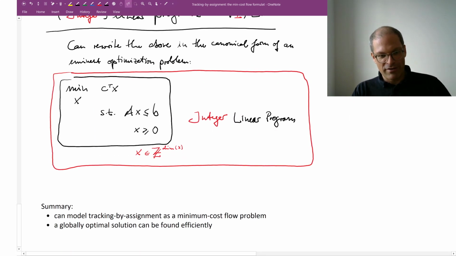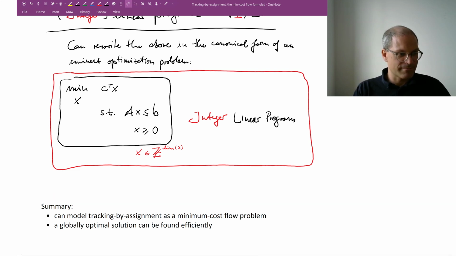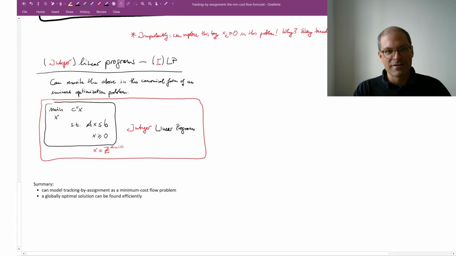So, summary of this part: we can model tracking by assignment as a minimum cost flow problem. Minimum cost flow problem is a special instance of an integer, or as it turns out, actually of a linear program, a globally optimal solution of which can be found efficiently. Good. So this is good news.